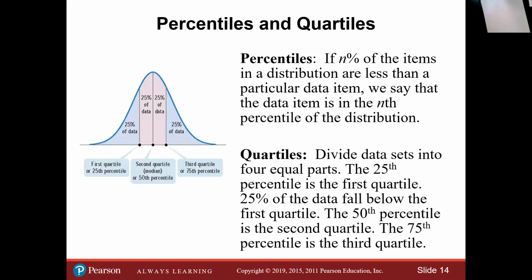Percentiles and quartiles is not something we're going to discuss very much in this class. A percentile means all of the area to the left. So if n percent of the items are to the left, we say that it's in the nth percentile. So if we say the 25th percentile here, it means there's 25% of the data to the left. Quartiles is just a specific example where you break it into 4 parts.